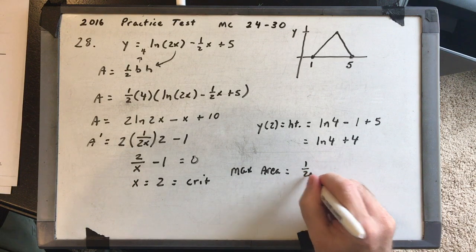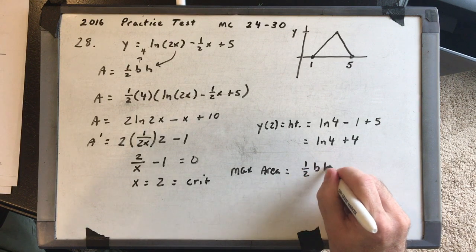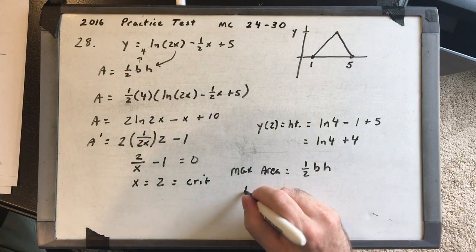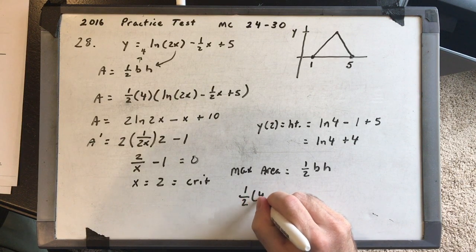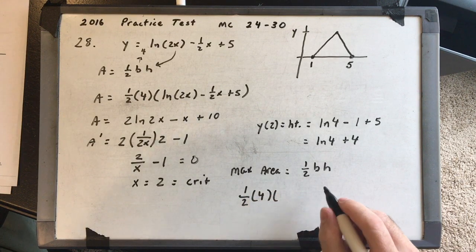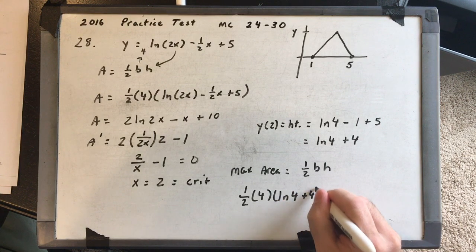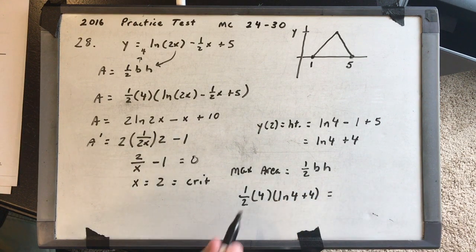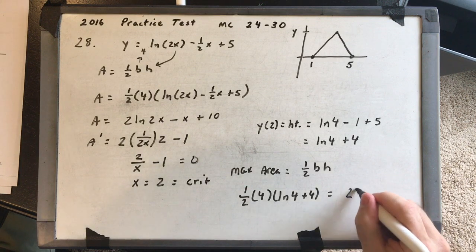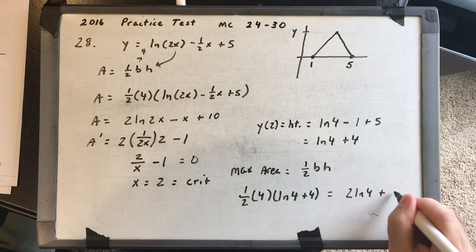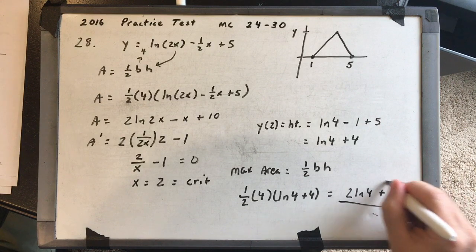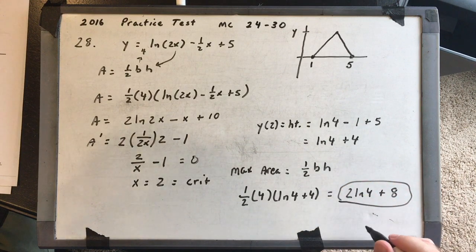So our max area, this is a long problem, is 1/2 base, which we know, times height, which we just figured out. So 1/2 base is 4, and the height is natural log of 4 plus 4. So 1/2 times 4 is 2, so that's 2 natural log 4 plus 8. That's a lot of work, but it is C.